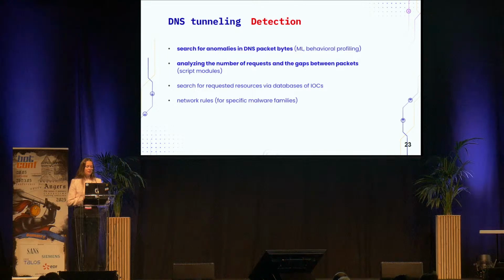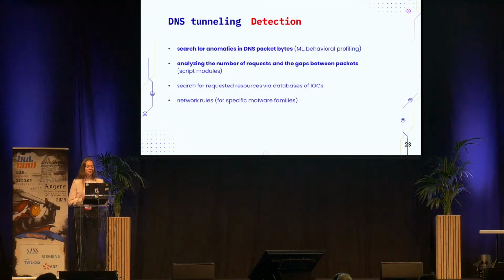Other methods for this: we can search for anomalies, as I said before, in DNS packet bytes. We can use email or behavioral profiling. Also, we can analyze the number of requests and the gaps between packets using script models. And we can search for requested resources via a database of IOCs and reputation lists.